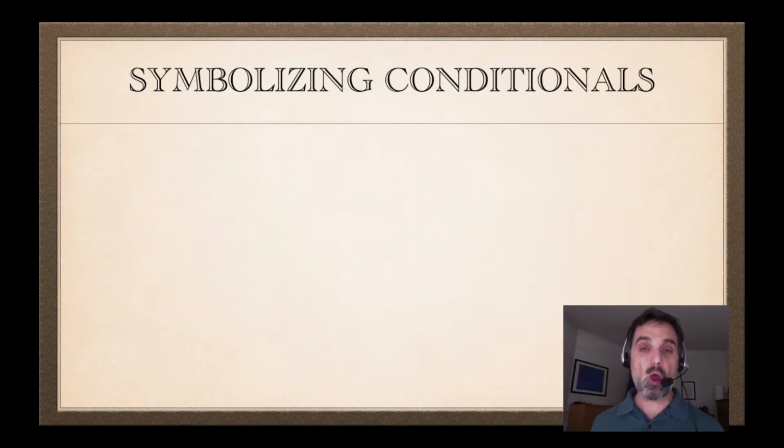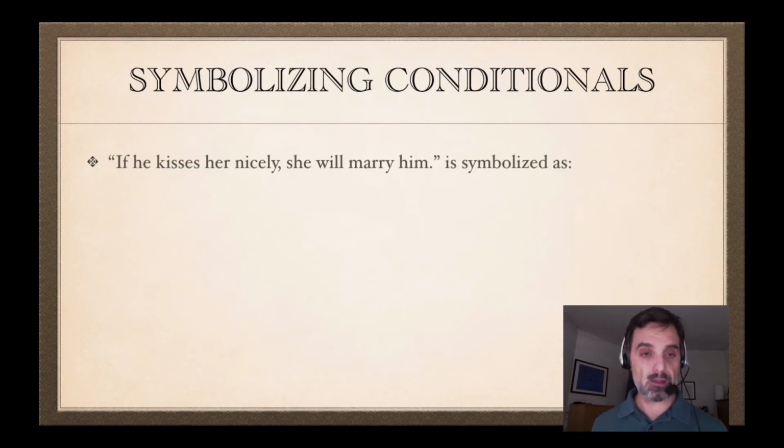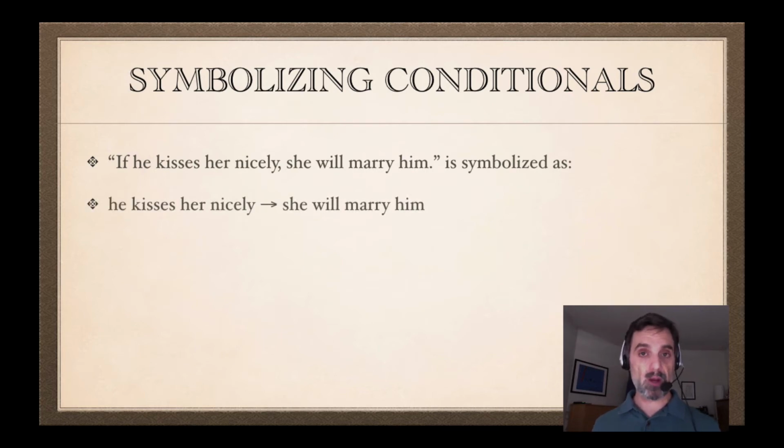Okay, so when we symbolize a conditional, we'll proceed like this. We have our conditional, if he kisses her nicely, she will marry him. He kisses her nicely, that's the antecedent, because it's the if part, and she will marry him, that's the consequent. So we have, he kisses her nicely, arrow, she will marry him, because the antecedent goes before the arrow, and the consequent goes after the arrow.